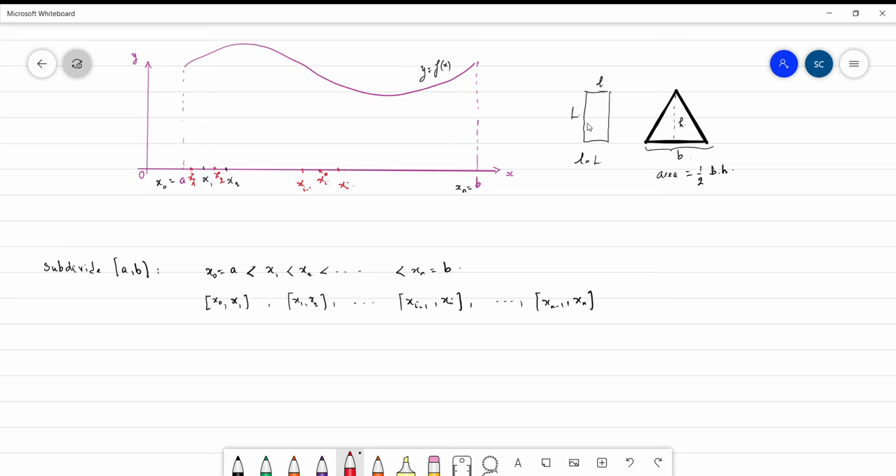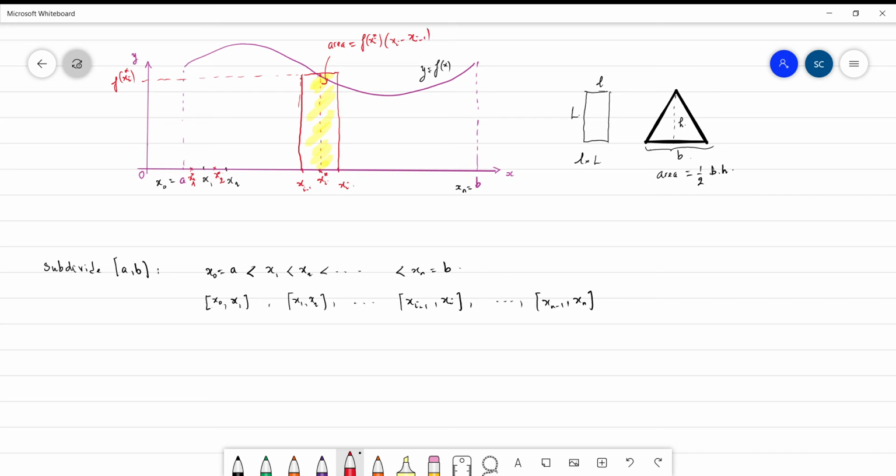Then we assign to this point the value taken by f, so at this point it's f at xi star. And then the idea is to consider the rectangle with base xi minus x(i-1) and height this one. So we form a rectangle, and we can compute its area. We know its area: the area equals f of xi star, the height, times xi minus x(i-1).